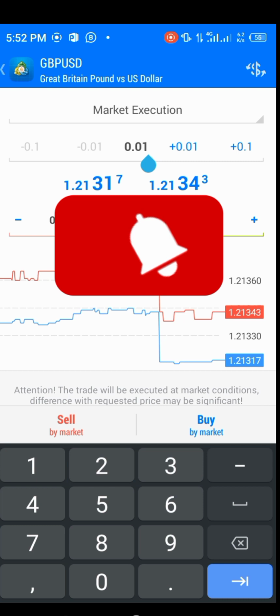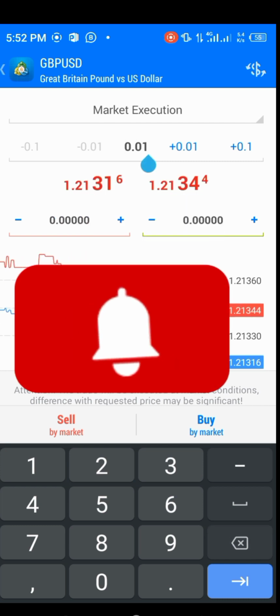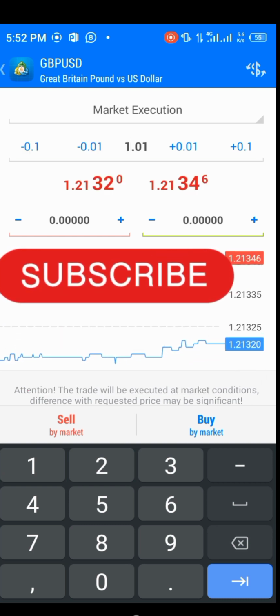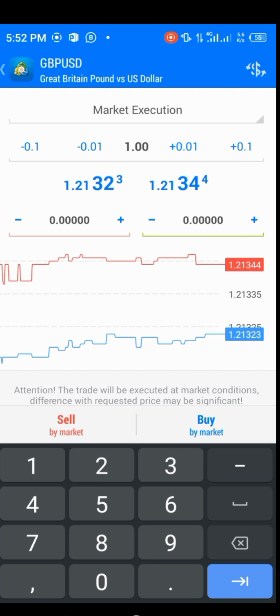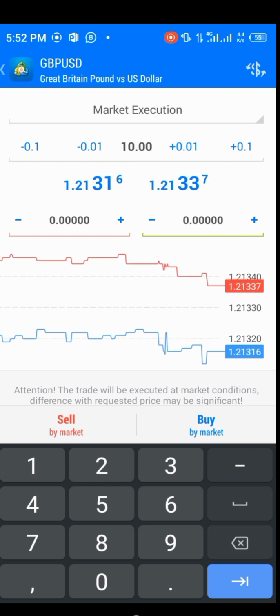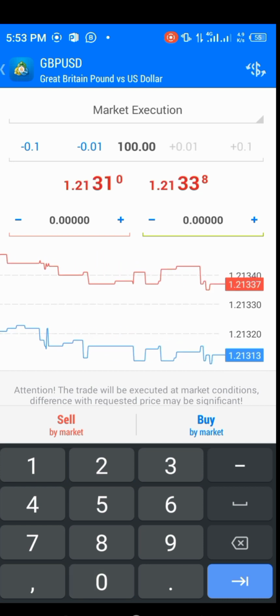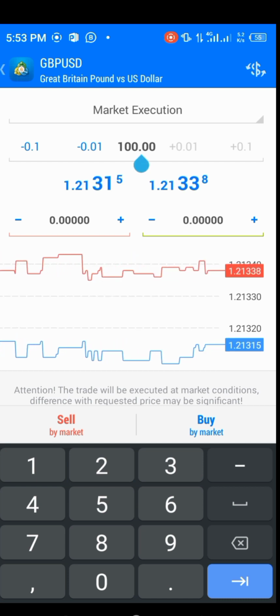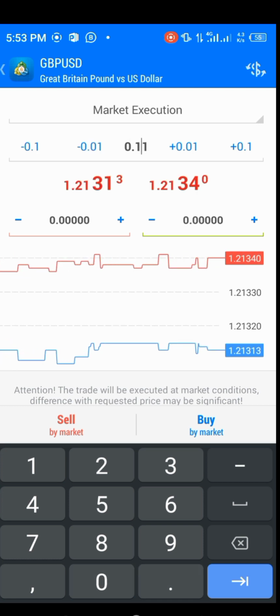So if I change this figure, as you see here, I can change the figure to 1, I can change it to 10, I can even change the figure to 100. I can even change the figure to 1,000. The maximum is 100. And also this figure, as you see here, can also be in this context. I hope you understand.